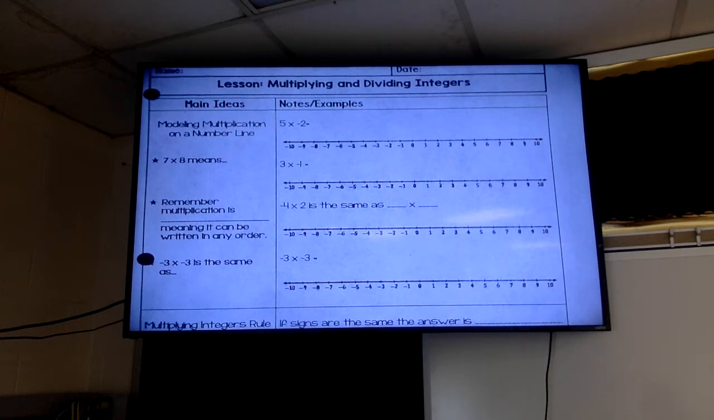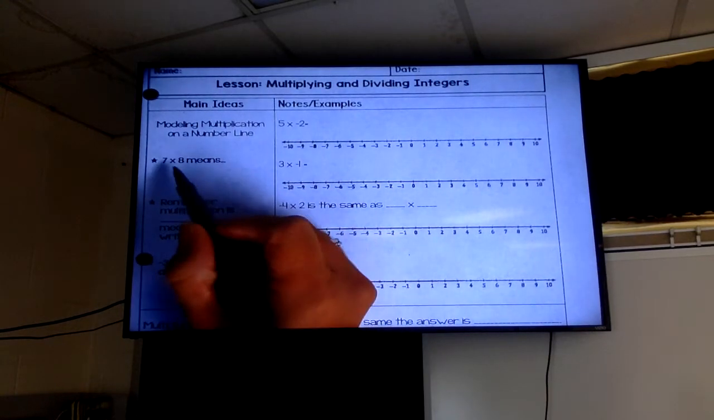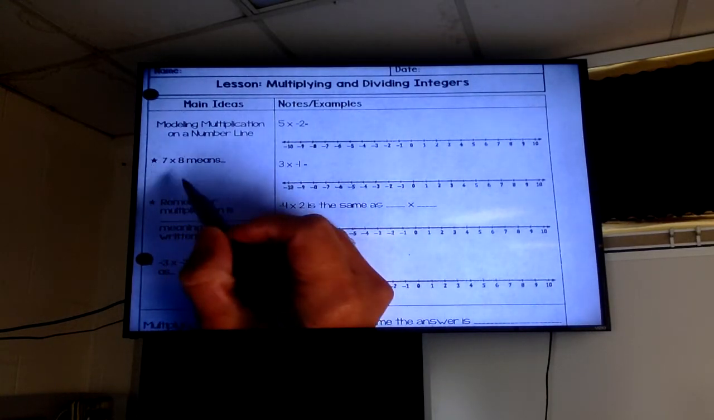All right, these are the video notes for multiplying and dividing integers. So we are going to start off by modeling multiplication on a number line. First thing I want to do is remind you what 7 times 8 means.